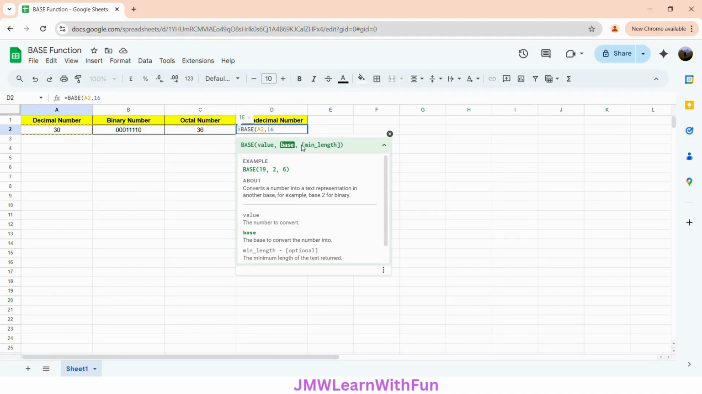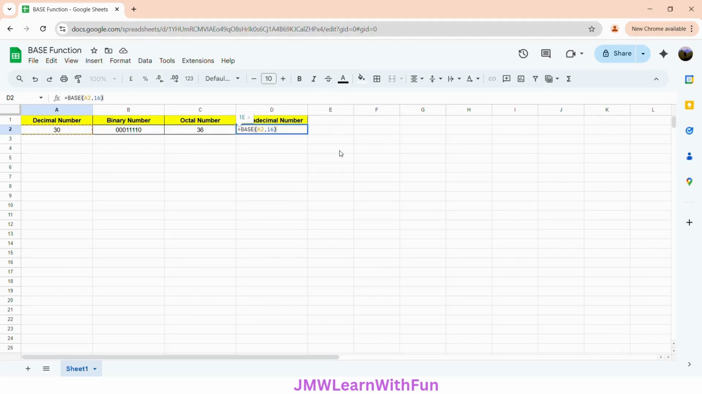And again we will ignore the optional min length argument. Let's close the bracket for the base function. We see that we get the hexadecimal number equivalent of the decimal number, 30. Let's see the binary number. If we make 2 groups of 4 bits, these are the first 4 bits. And these are the next 4 bits.